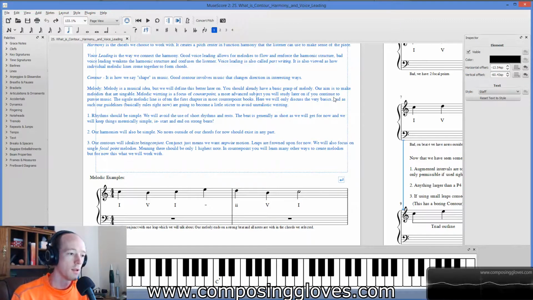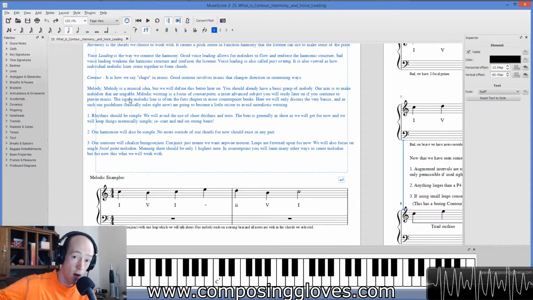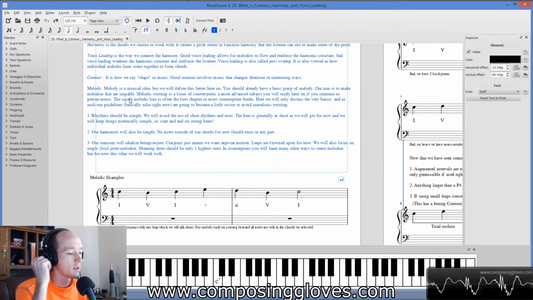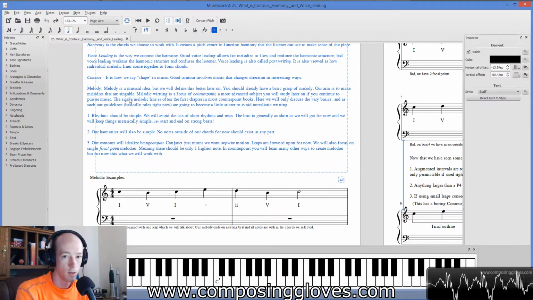But melody, a musical idea. Our aim is to make melodies that are singable. And our goal is to make melodies that we could hand to a choir and they can sing it, and it's not terribly difficult for them to sing. It shouldn't even be hard. It should be something they can do. So singable melodies are our goal. Those are the ones that are catchy anyways.